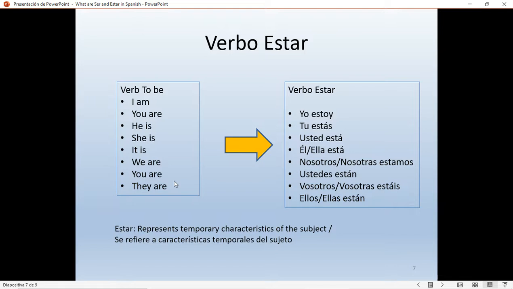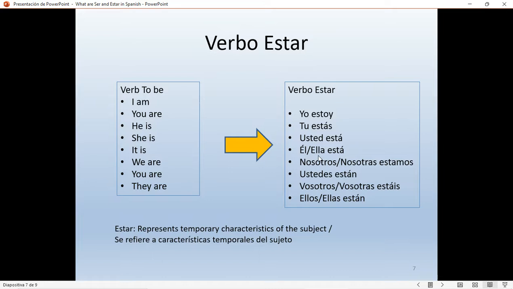Here we have the verb estar. Verb to be, again in English, now estar. Yo estoy, it means I am, first person in the singular. Tú estás, you are, second person in the singular. Usted está, once again, second person in the singular, but don't forget, when the conversation is formal. Él está, ella está. He is, she is, for temporary conditions of the subject.